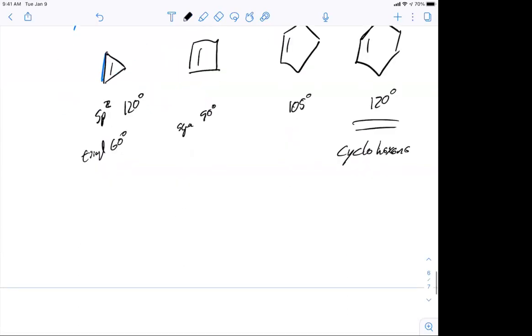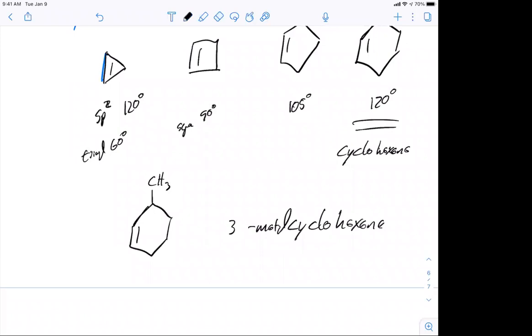The other thing to realize in nomenclature of these is that we're naming this as the cyclohexene. So this is going to be 3-methylcyclohexene. Now notice I'm not numbering where the ene is. Why is that? Well, ene gets preference.